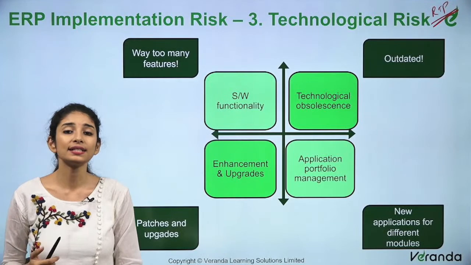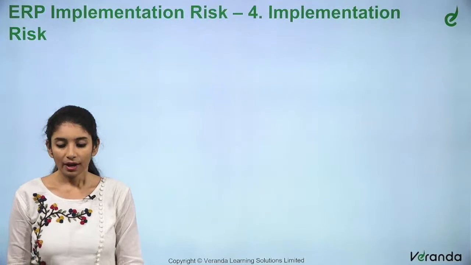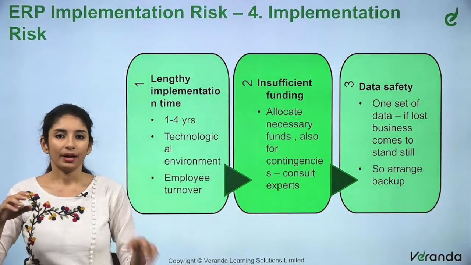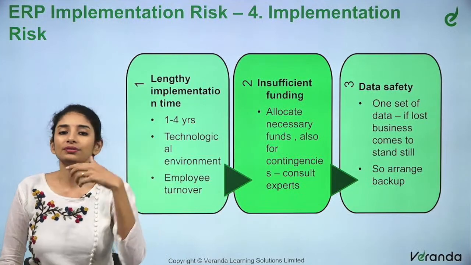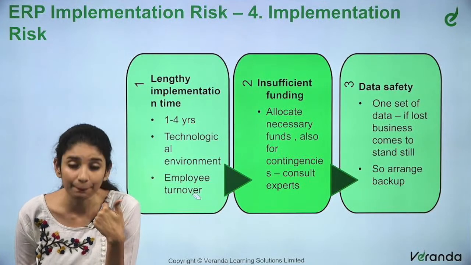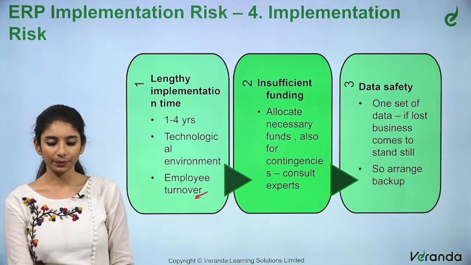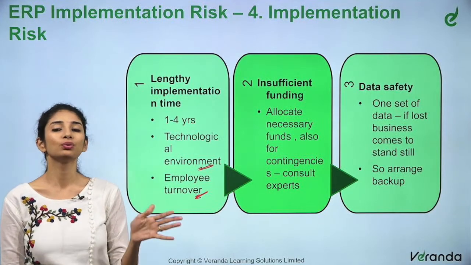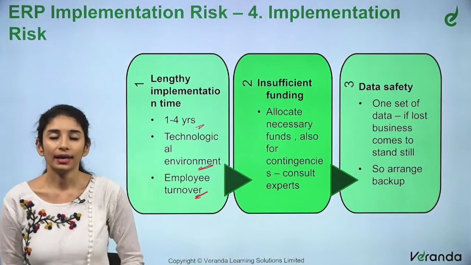The fourth in line is implementation risk. Under implementation risk, a couple of points. Number 1, lengthy implementation time. It takes 1 to 4 years for an ERP to get completed. In that time, what if technological advancements happen? What if technology keeps changing? What if some employees who were supposed to do some ERP work leave the organization, and I have to train another person? So employee turnover and technological advancements are possible through the period of implementation of ERP. Okay, lengthy implementation time.